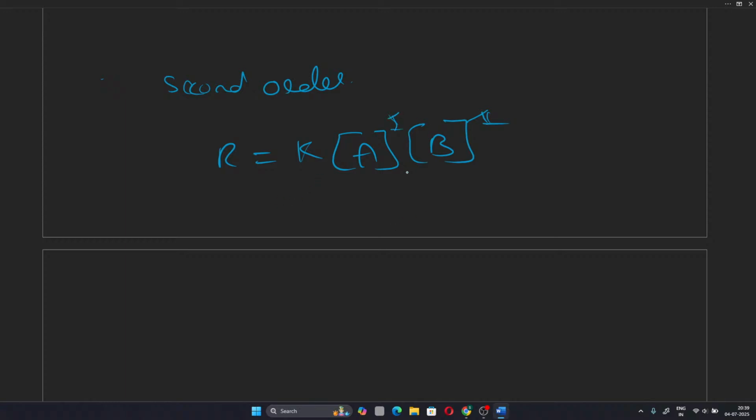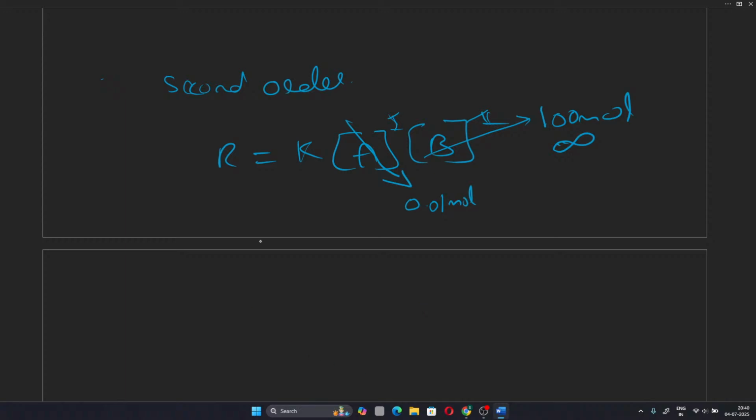But in a special case, let's assume for a reaction we took A to be 0.01 mole and B to be 10 mole, or 100 mole, or 1000 mole, or let's take infinity. It's not really infinity, but comparatively the amount is very, very high, so we can consider it as infinity.